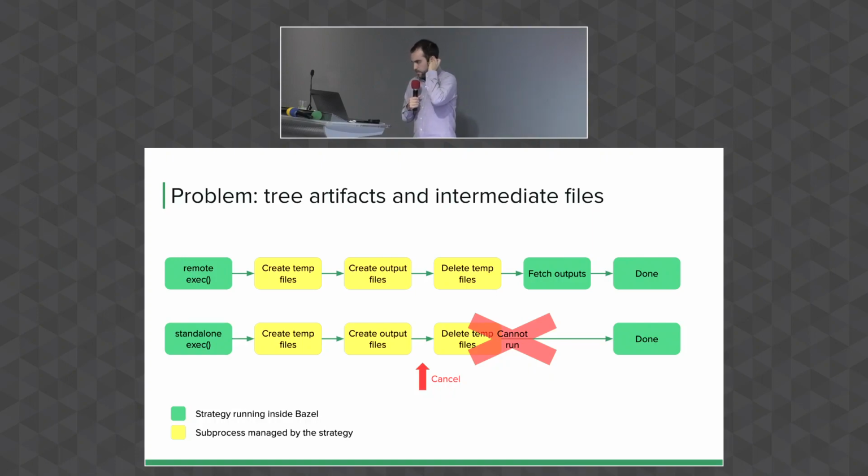So we've played with different solutions, but the easiest solution here was to change the standalone strategy so that when it's canceled and waits for the process, after waiting for the process, it goes and deletes any tree artifacts that are on disk, cleans them up. And so when the remote execution path downloads things, it's a clean directory, and there will be no side effects.